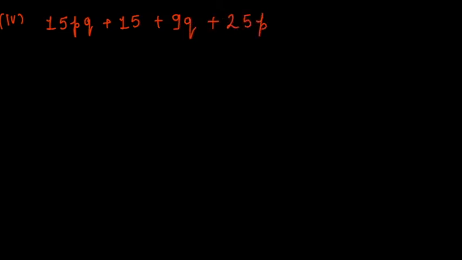Further, moving to the second last question of this exercise, which is 15pq plus 15 plus 9q plus 25p. Now in this question I'll explain to you. If I take these 2 terms in one bracket and these 2 terms in another bracket, what is common here? 15 will be common here, right? And what I will be left with is pq plus 1.